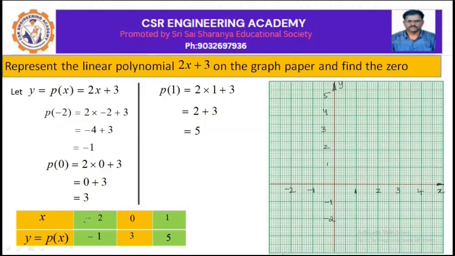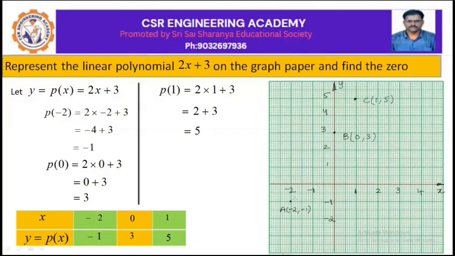First point is A, minus 2, comma, minus 1. Second point B, 0, comma 3. Third point C, 1, comma 5. That is, A is minus 2, comma, minus 1; B is 0, comma 3; C is 1, comma 5.